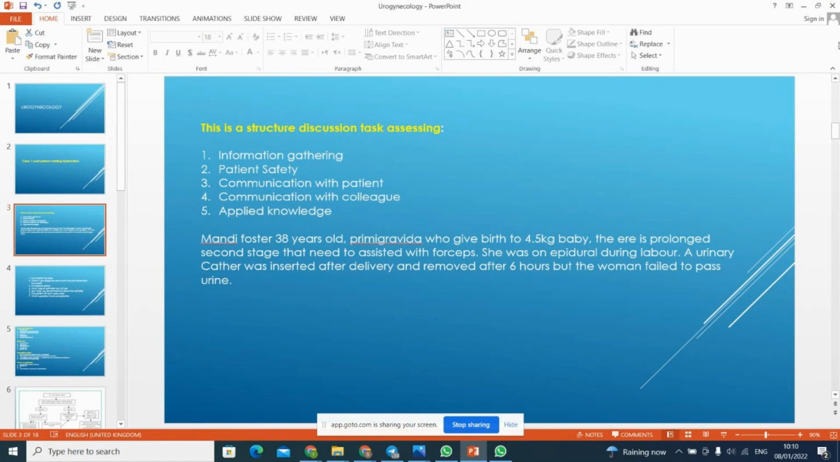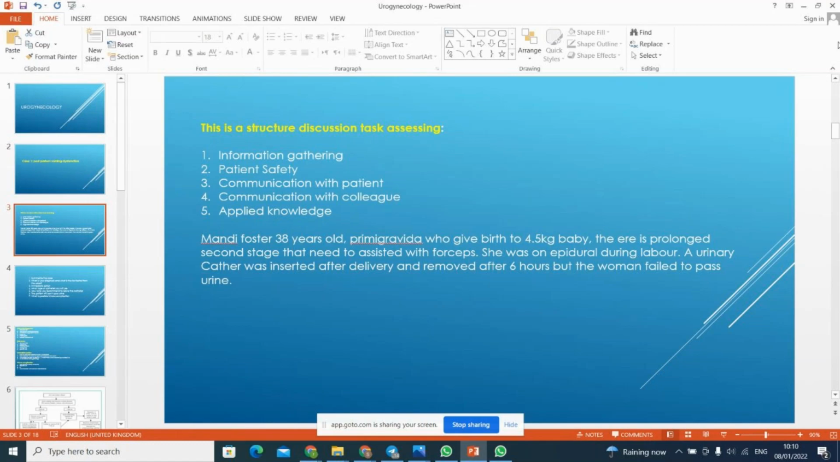And after that, do you have anything you want to add for the management? So now the management in this case: after ruling out any allergies, I would insert a catheter in this patient. What will be the type of catheter? Yes, it will be an in and out catheter.